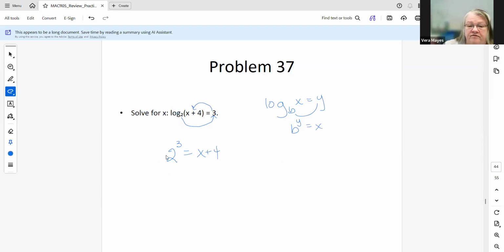All right, so let's just simplify this. 2 to the third, 2 times 2 times 2, that gives me an 8. All right, and subtract the 4. And if I were to plug it back in, I would be good to go. Remember, the inside of a log can never be 0 or a negative number. It always has to be positive. So when you're looking at your final answer, if this would make it a negative number, you would have to say no solution.